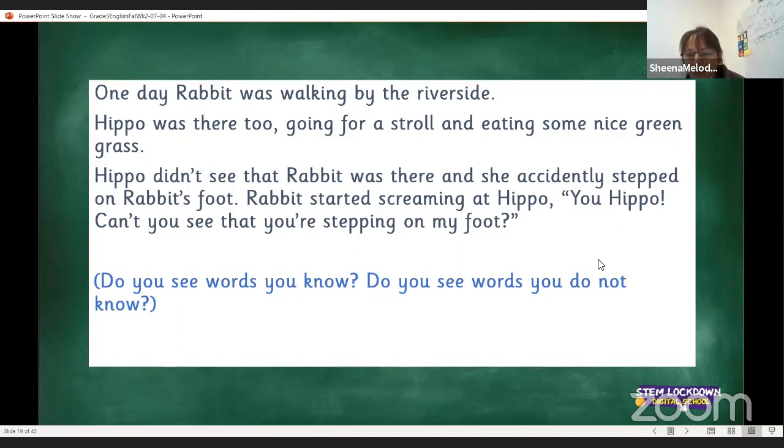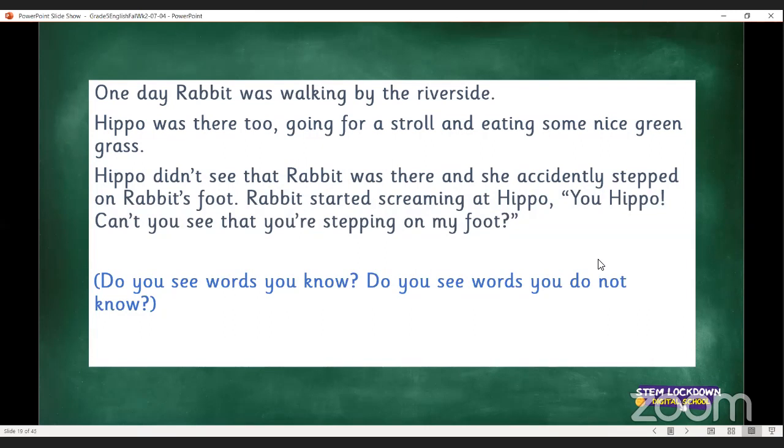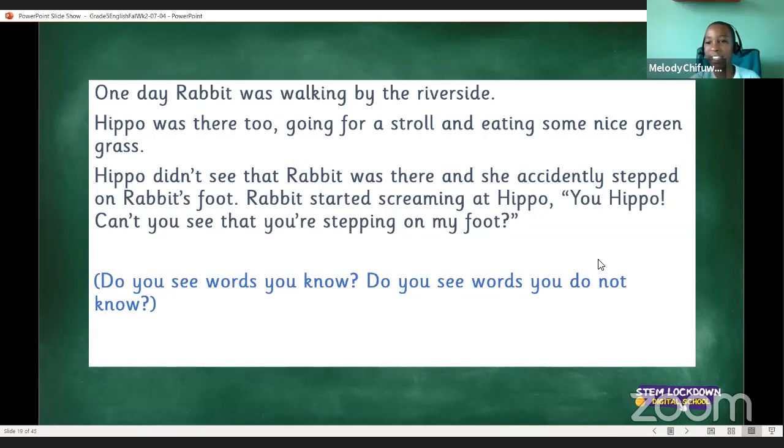Yes. Ma'am, accidentally means that he did it by mistake and maybe he did not see him, and maybe he tried not to step on him because hippos have those big feet and that's why.